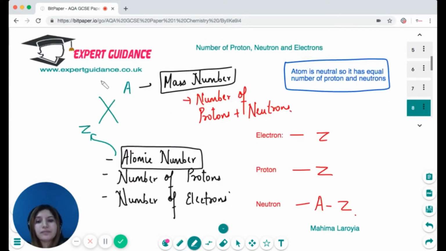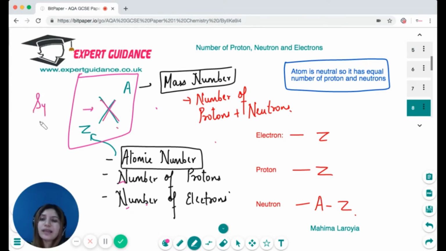Now, how do we work out how many proton numbers, electron numbers, or neutron numbers are there in an atom? For that, we take the help of a periodic table. In the periodic table, all the elements are there with their symbol. So this is the symbol of the element, and there will be one number at the top and one at the bottom. The number at the top is the mass number, which is the number of protons and neutrons. The number at the bottom is the atomic number, which is the number of protons. And since an atom is neutral, the number of protons and electrons are the same, so the bottom number will also give you the number of electrons.